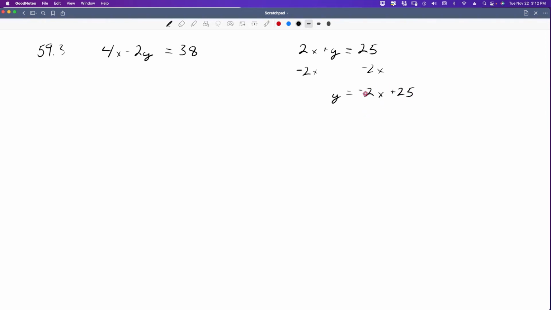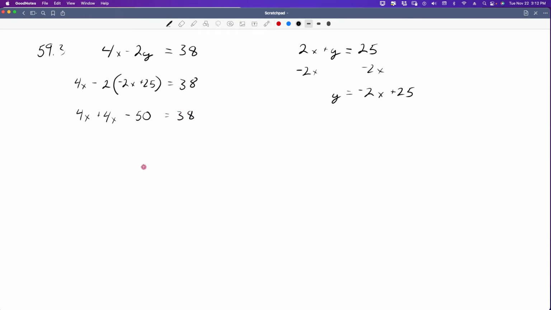And if you don't like having that negative out front, you could swap it around. Either way works. It's still the same values. So I'm going to use this to sub in for the y here. So 4x minus 2, and then I'm putting in my value for y, which is negative 2x plus 25, is equal to 38. It'd be helpful if I wrote the number correctly. There we go. All right, so 4x, negative 2 times negative 2x is going to be a positive 4x, and negative 2 times a positive 25 is a negative 50.